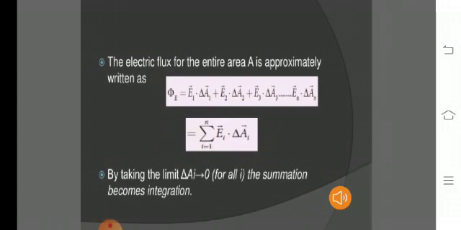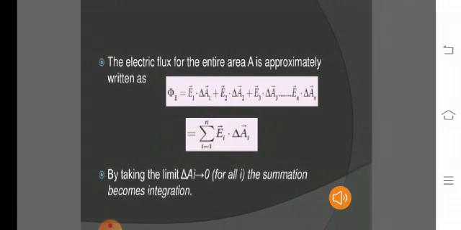The electric flux for the third area is E3 vector dot ΔA3 vector. If we add these values we get the total electric flux Φ_E equal to E1 vector dot ΔA1 vector plus E2 vector dot ΔA2 vector plus E3 vector dot ΔA3 vector and so on, plus En vector dot ΔAn vector. So from this Φ_E is calculated by using the formula summation i equal to 1 to n of Ei vector dot ΔAi vector.